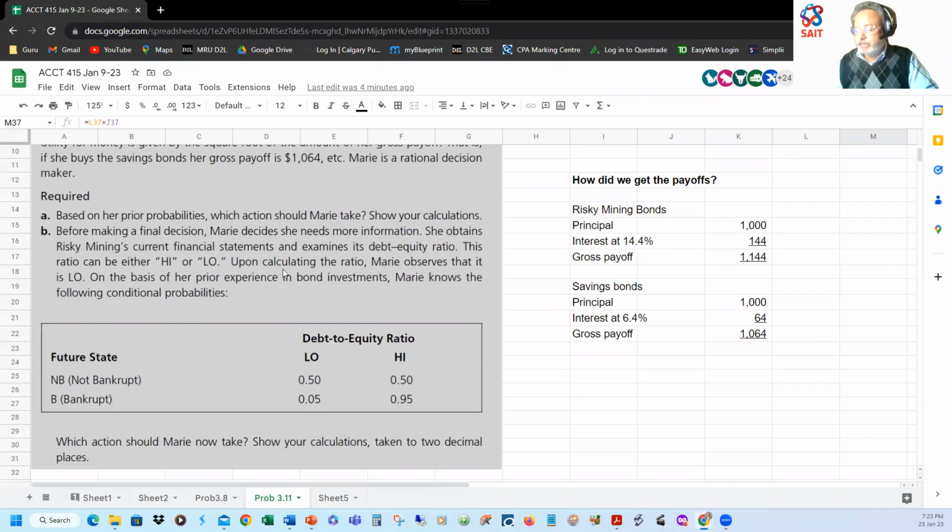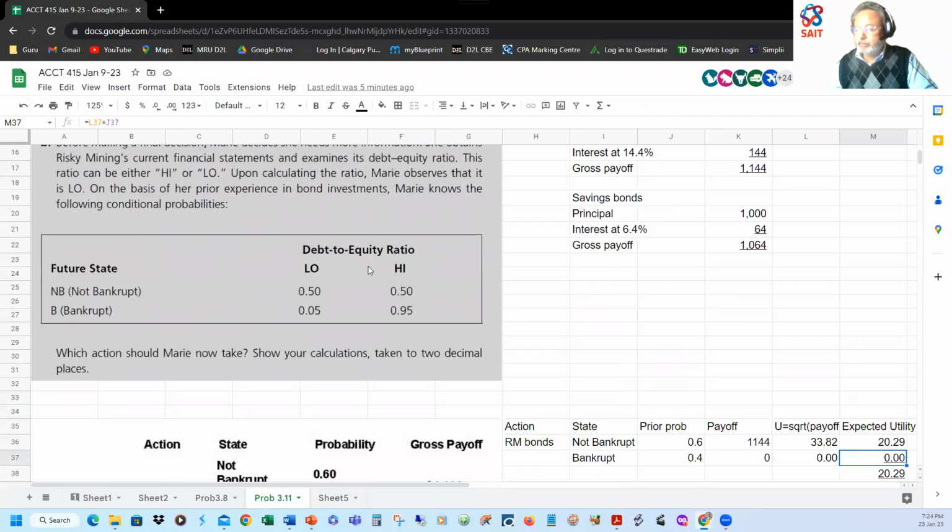Upon calculating the ratio, Marie observes that it is low. So Risky Mining's debt to equity ratio is low. On the basis of her prior experience in bond investments, Marie is not a newbie here. Marie is fairly sophisticated. She has made bond investments in the past. She's able to rely on her experience. And based on her prior experience, Marie knows the following conditional probabilities. And what are these probabilities conditional on? It's basically the debt to equity ratio.